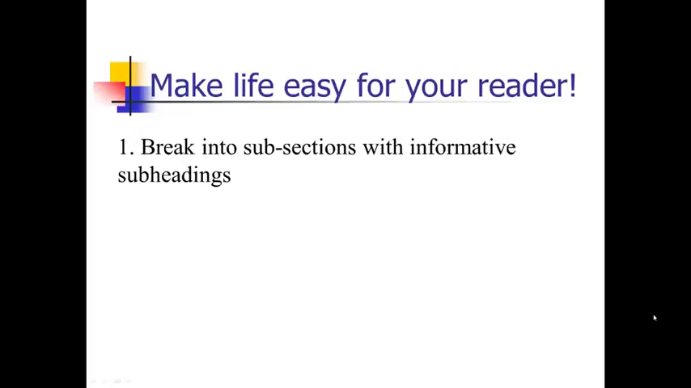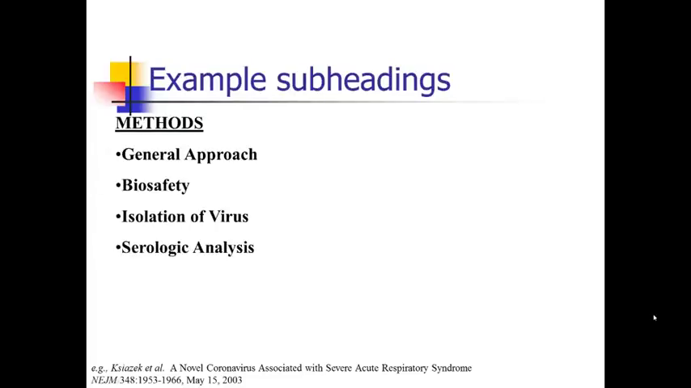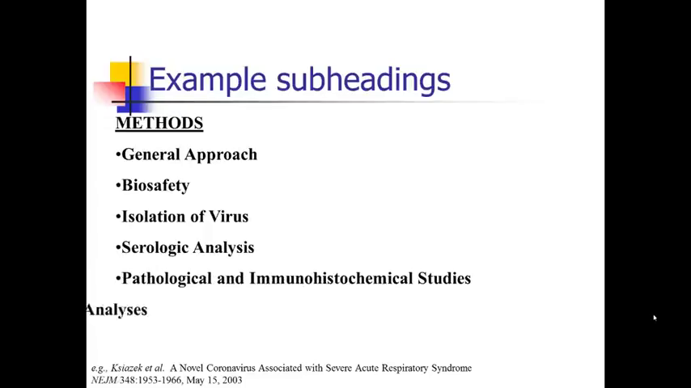One way to help your reader with that is to break your methods section into subsections with informative subheadings. I'll give you some example sets of subheadings from different papers I pulled out. This one was on viruses: general approach, biosafety, isolation of the virus, serologic analysis, pathological and immunohistochemical studies, molecular analyses. So it had information for each of those. Again, depending on what type of study you're doing and what scientific discipline you're coming from, those subheadings are going to vary, but these are just a couple of examples.